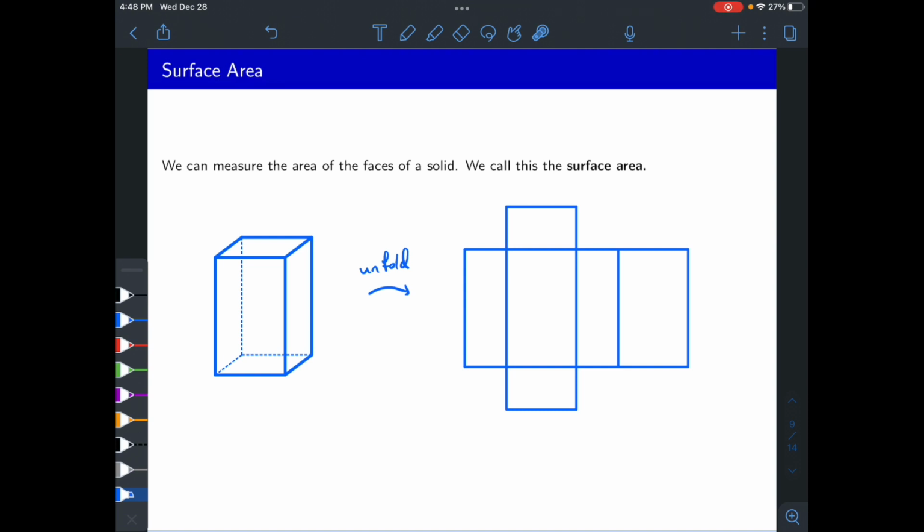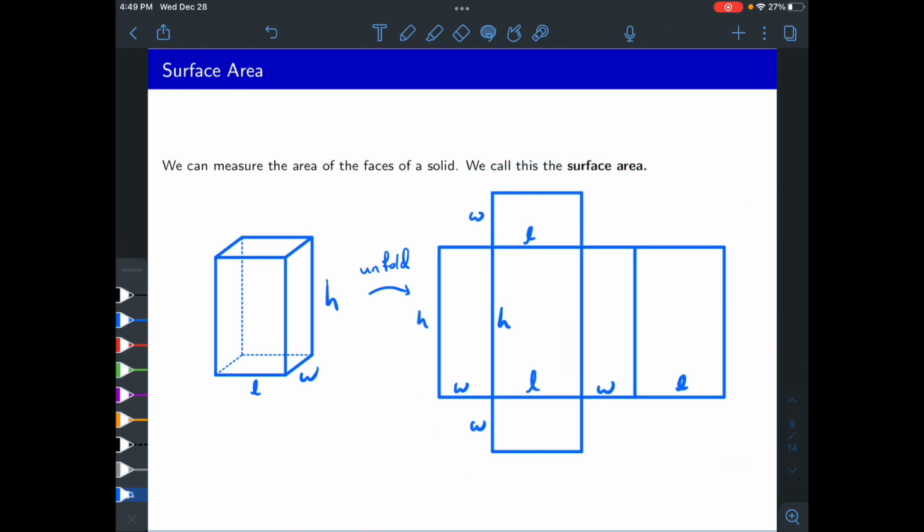So if I were to measure the area of this rectangular solid, let's say that I had length, width, and height. This one would be L, this one would be W, and this would be H. Let me label that. All of these are H. This is W, this is W, this is L. Now if I wanted to write down the area of each of these 6 faces, I can do that. Let's make this a little bit bigger so I have more space to write.